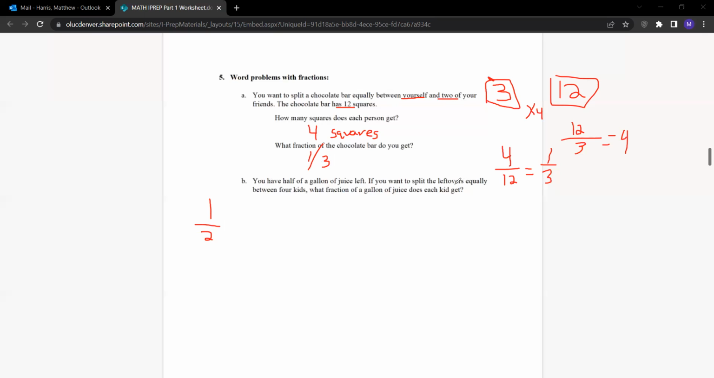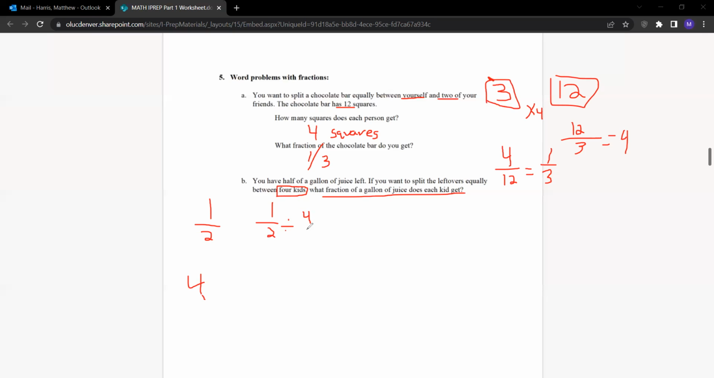If you want to split the leftovers equally between 4 kids, what fraction of a gallon does each kid get? So you have 1/2, and you have 4 kids that are going to share this 1/2. So what's one way you could do this? Well, you could do 1/2 divided by 4, right?